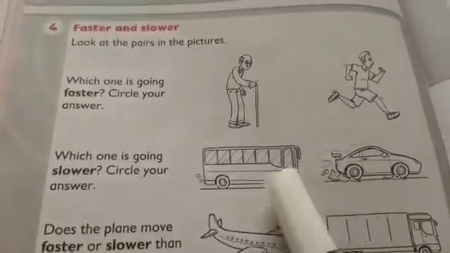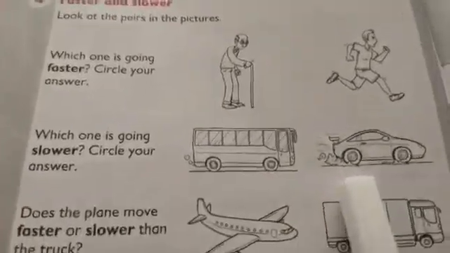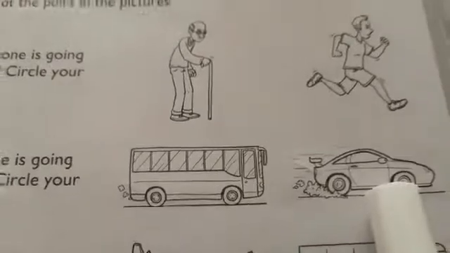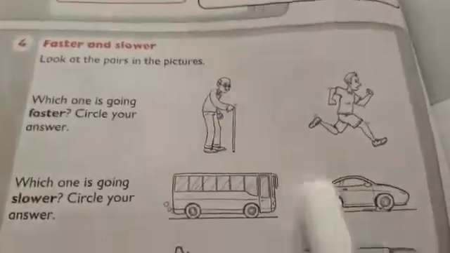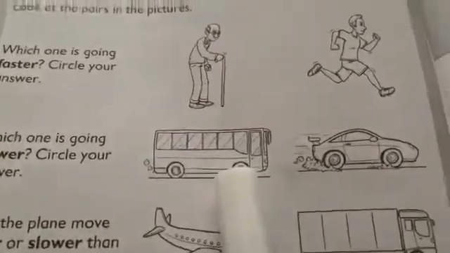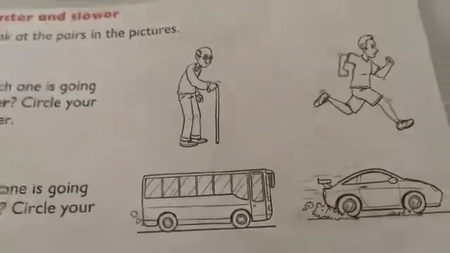What about this truck and a car? Which one is moving faster? The car. The car is moving faster than this truck. From the picture you can understand, right?